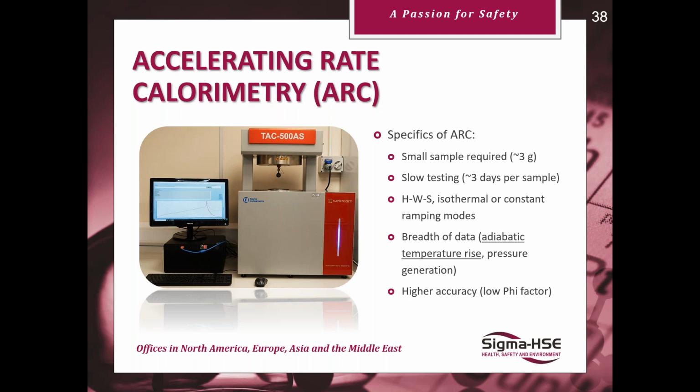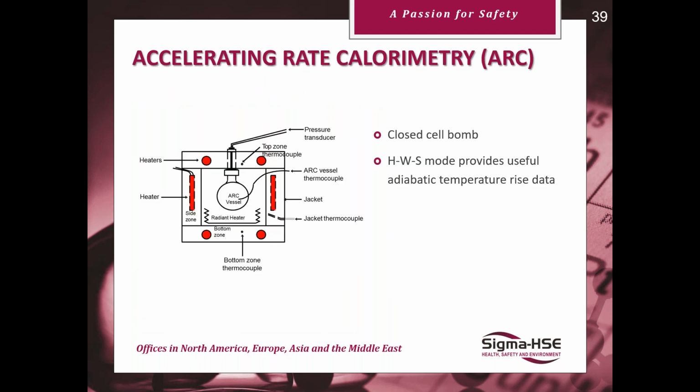Like I've got underlined there, adiabatic temperature rise is some of the data we can get out of it, and pressure generation. This is a low phi factor test, which we showed before, typically about 1.5. And how it works basically is you have your sample in this closed bomb.